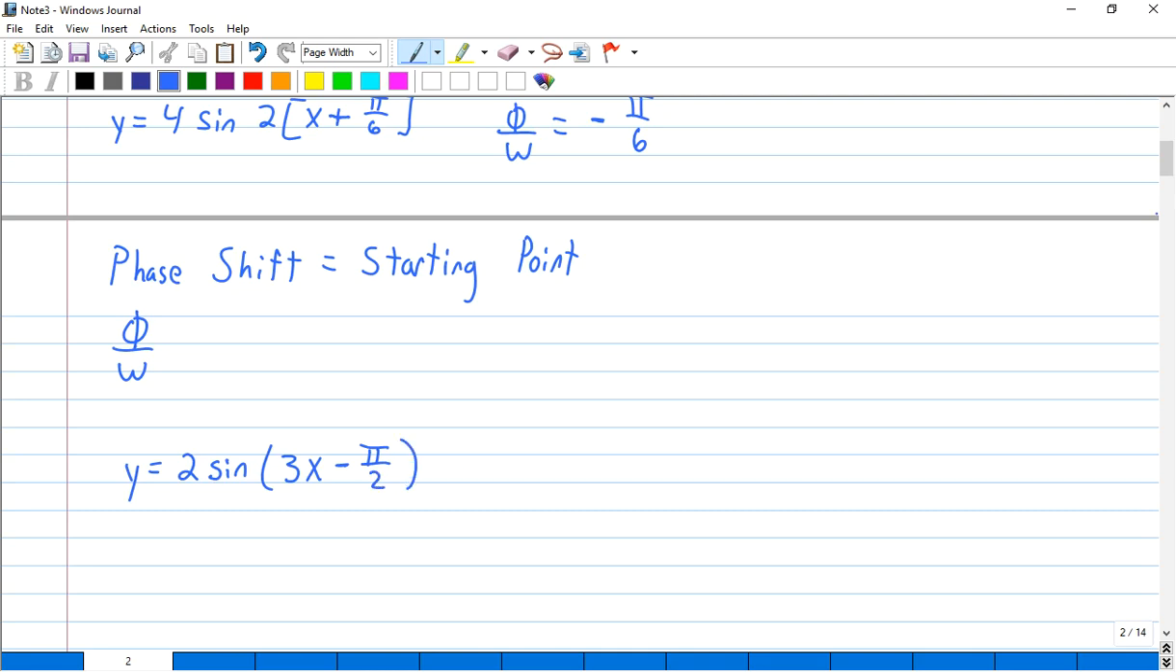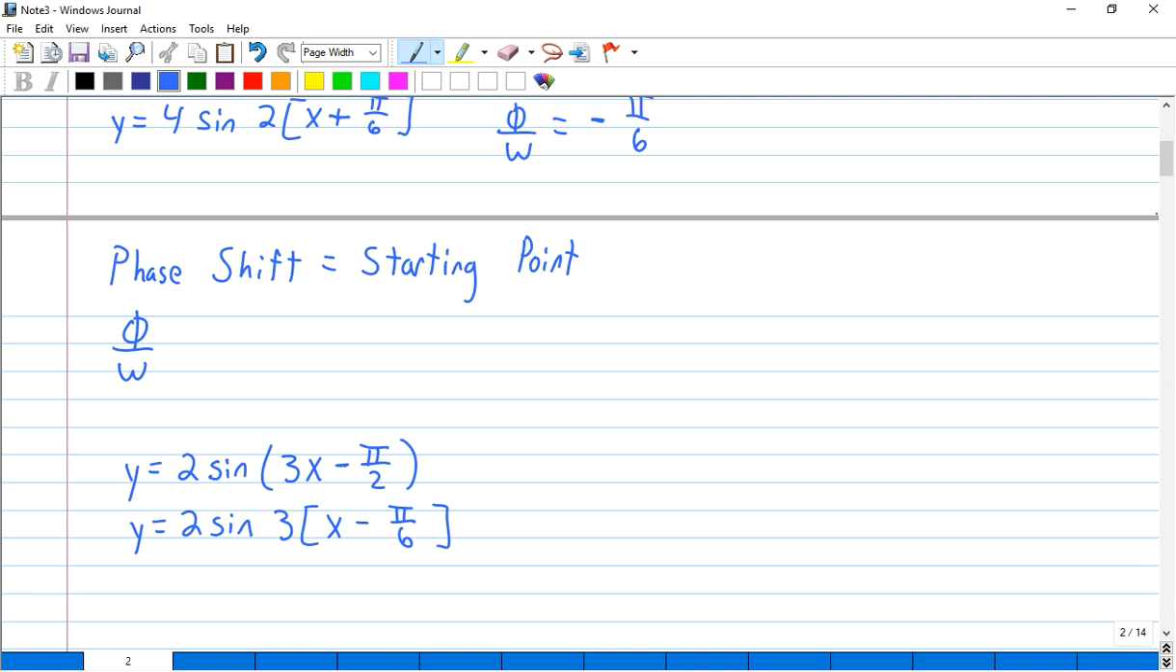All right. The first thing that we need to do to graph that equation is rewrite the equation by factoring out the omega. So if I factor out a 3, that's going to give me x minus, what do I get whenever I divide pi over 2 by 3? Pi over 6, right? If that confuses you, remember, dividing by 3 is the same as multiplying by 1/3. So that's why we get a pi over 6.